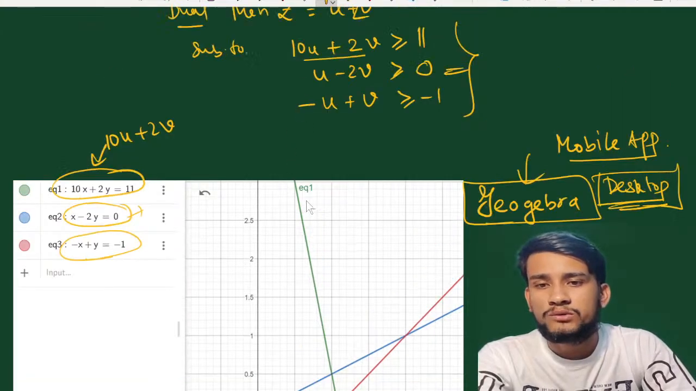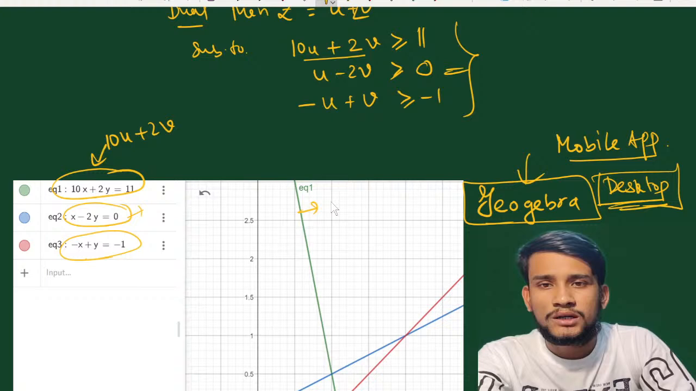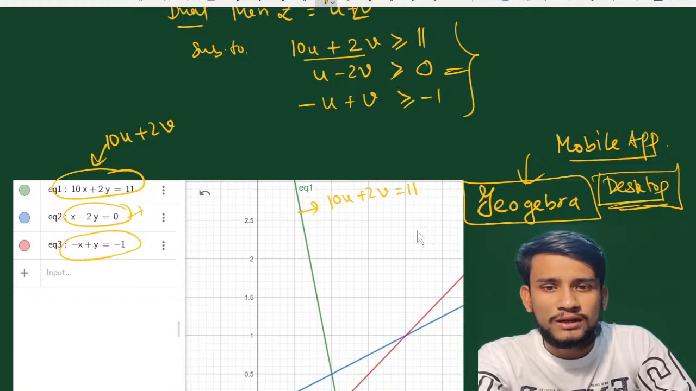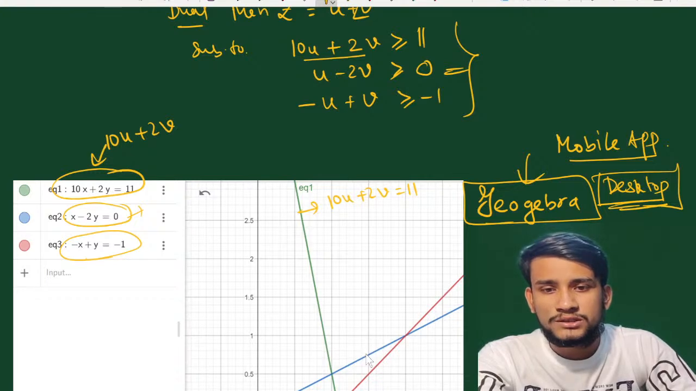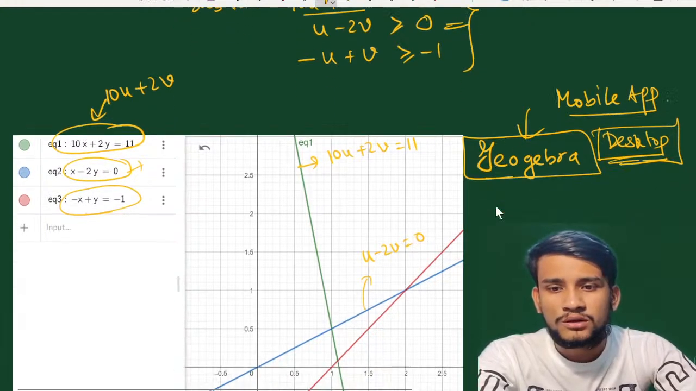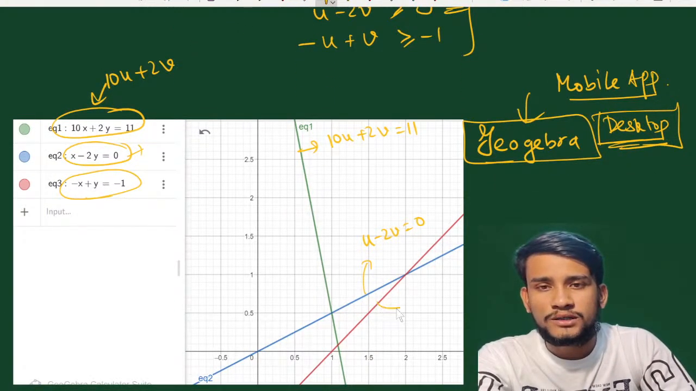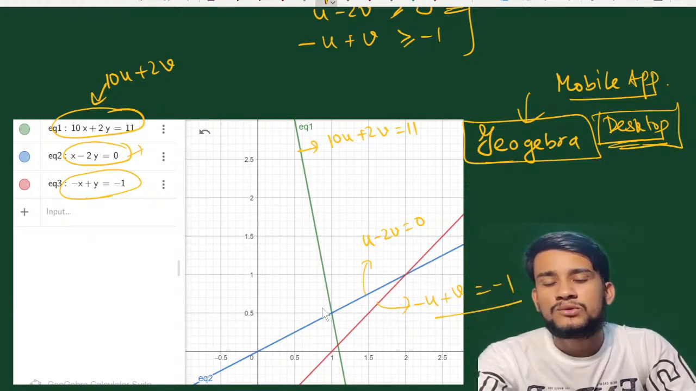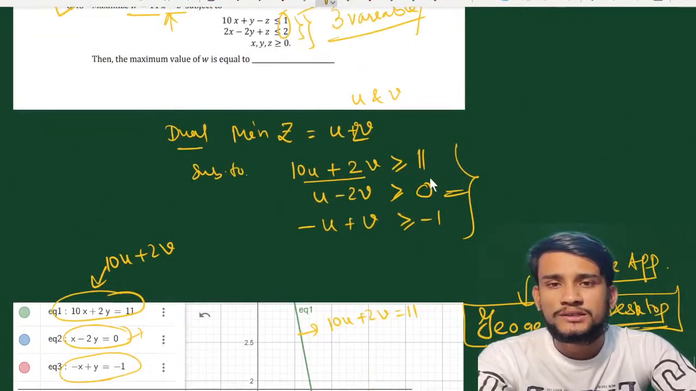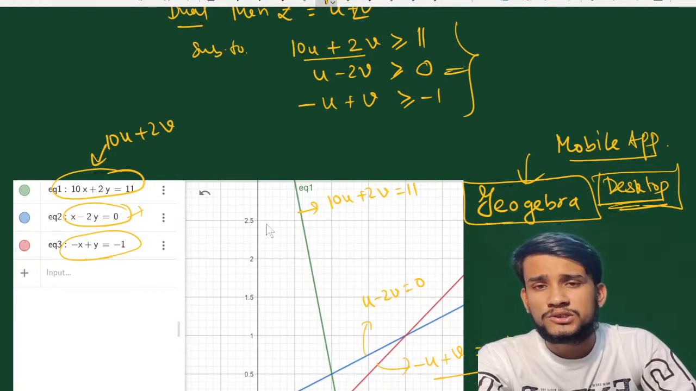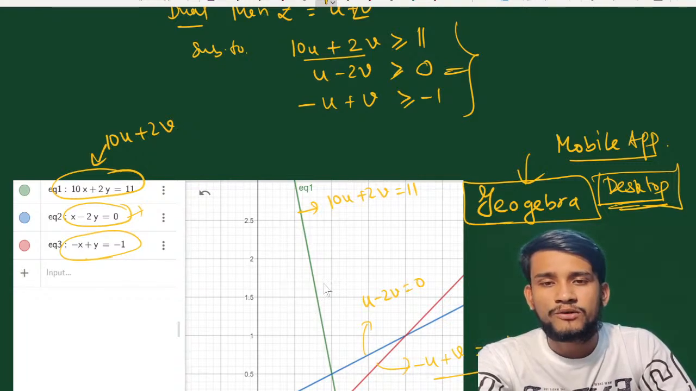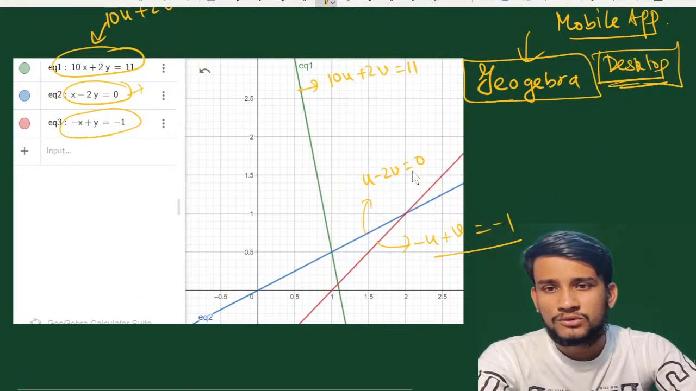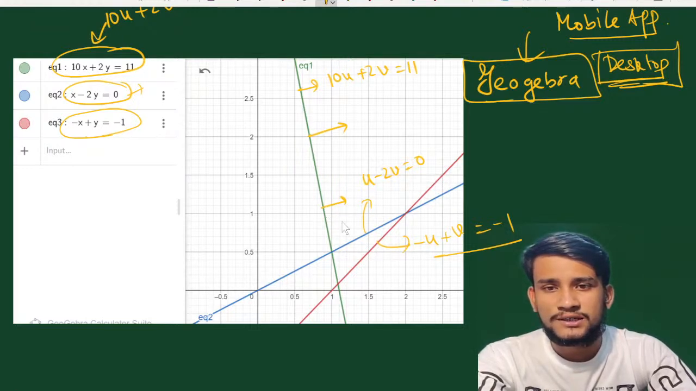Now, equation 1 is 10u plus 2v equal to 11, and equation 2 is u minus 2v equal to 0, and the red one is minus u plus v equal to minus 1. The first inequality is greater or equal to; if we put 0 0, the region is away from the origin. So this side is the given region.